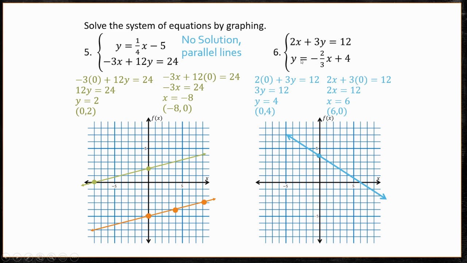Next, the bottom equation is in slope-intercept form, which makes it convenient for graphing. So I'd start by graphing the y-intercept of 0, 4. And then from there, go down 2, right 3, down 2, right 3. You can see we're going right over the top of that previous line. So there are infinitely many solutions. Any xy pair that satisfies the first equation also satisfies the second equation. They are coinciding lines, and there's infinitely many solutions.